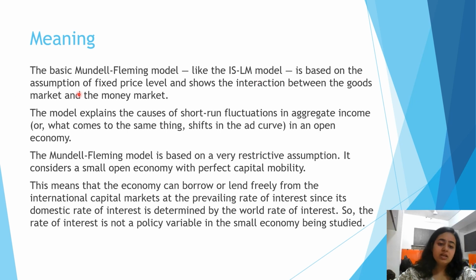It is based on the assumption of a fixed price level and shows the interaction between the goods market and the money market, where IS was the goods market, if you remember, and LM was the money market. This model explains the causes of short-run fluctuations in aggregate income, or what comes to the same thing, shifts in the AD curve. So it is talking about short-run shifts in the AD curve in an open economy. It is based on a very restrictive assumption. It considers a small open economy with perfect capital mobility.